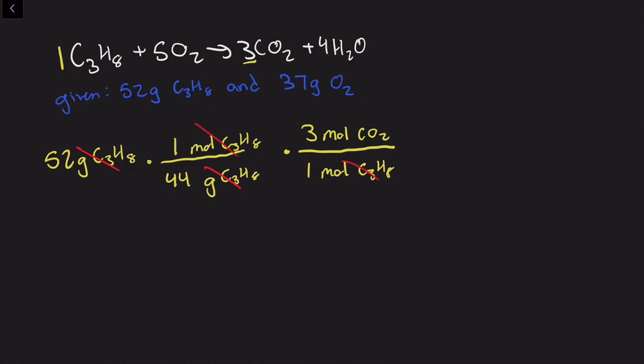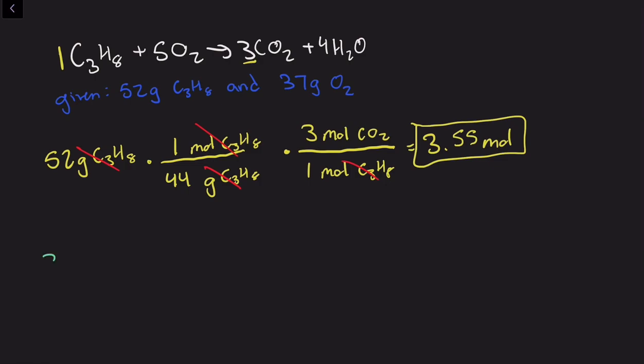Now my C3H8 cancels out. Now I'm with moles of the product, which is exactly what I want. So I'm essentially going to do 52 divided by 44 times 3 to get my answer of about 3.55 moles of product. Okay, now let's look at our 37 grams of oxygen and see what we get there.